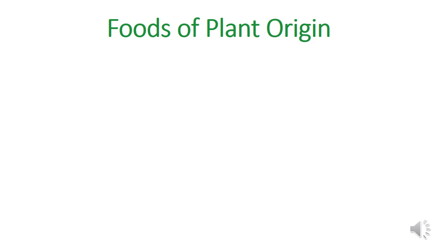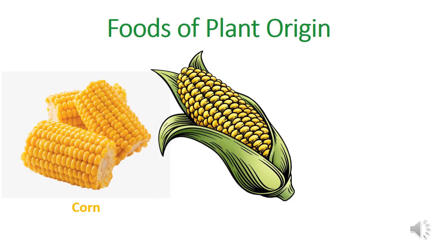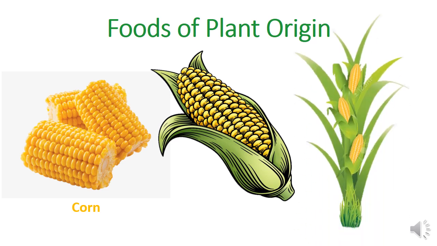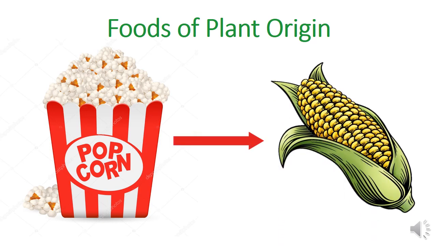How about the corn? Can you see that on the corn there are green leaves around it? That is because it also grows on a plant. This is the plant of the corn. So it's also of plant origin. How about the popcorn? What is the popcorn? It is popped corn. So it comes from corn, which is also a plant.